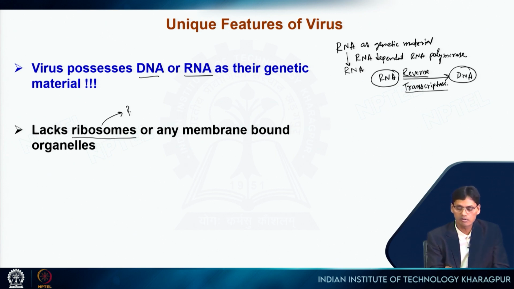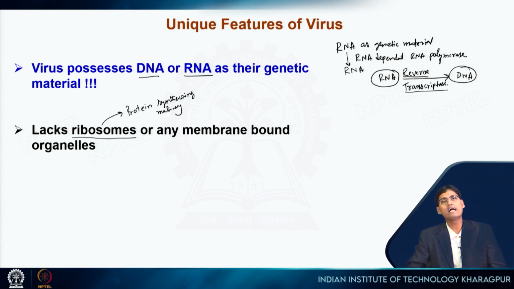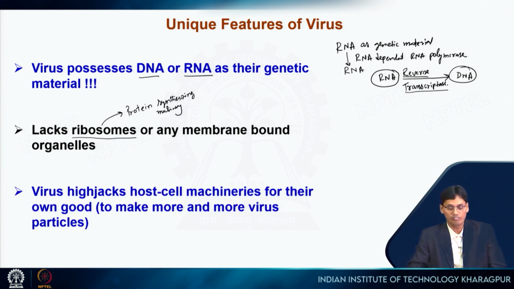So ribosome is the protein synthesizing machinery, right? As a result, if they don't have ribosomes, they cannot make their own protein. So they need to rely on the host cell. And then the virus hijacks host cell machineries for their own good, as I just mentioned, to make more and more virus particles. I will discuss how it is happening.